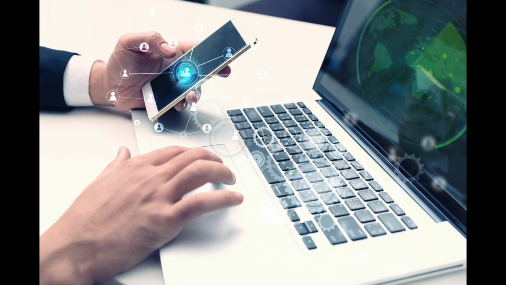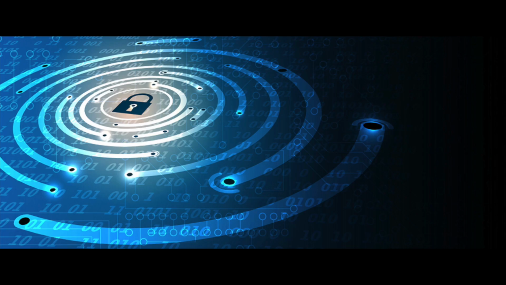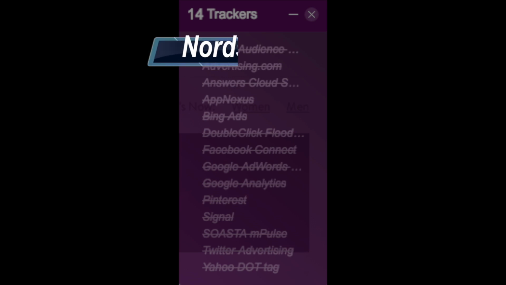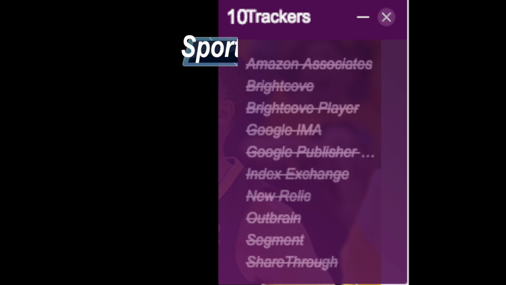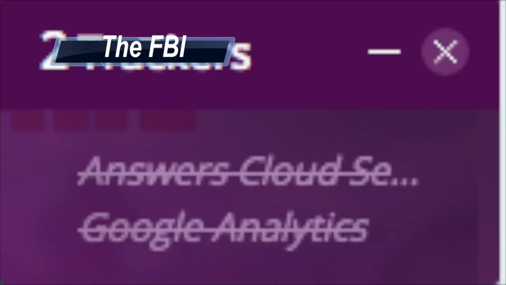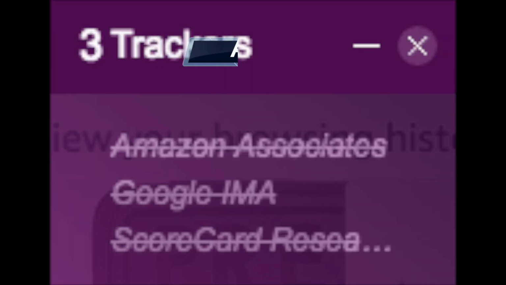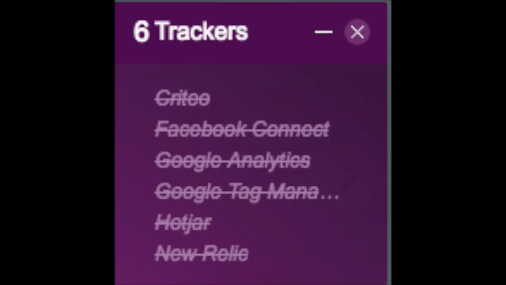Even if a website only has your computer's or smartphone's IP address, that information can easily be merged with other data or persistent identifiers to immediately label you as you. Here is a view of various trackers used by a variety of websites from Nordstrom, Sports Illustrated, ESPN, the FBI, Wired Magazine, NBC, Amazon, eBay, Zappos, and Wet Seal.